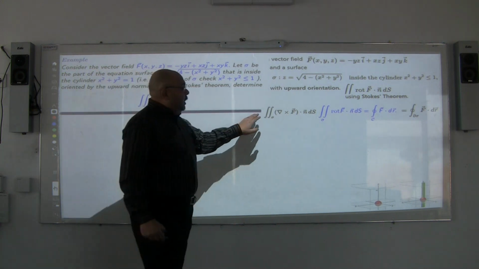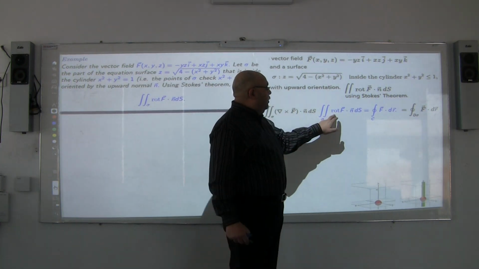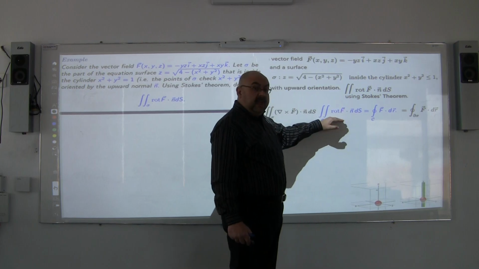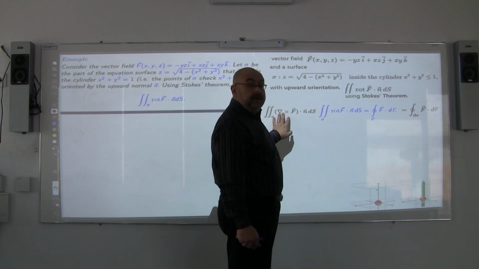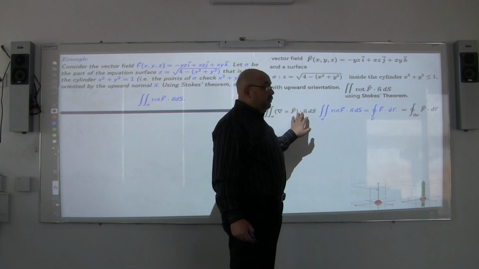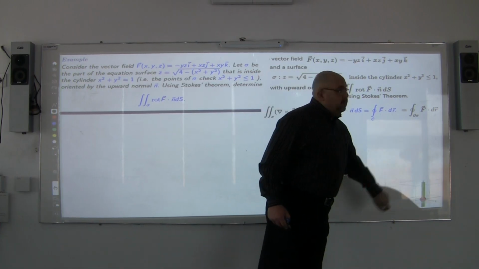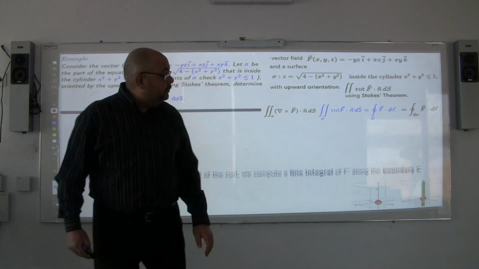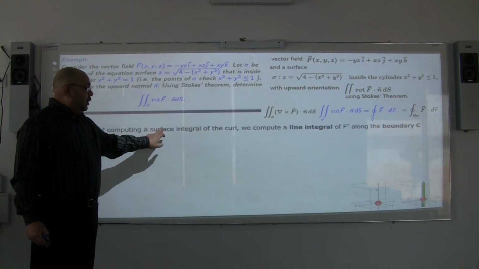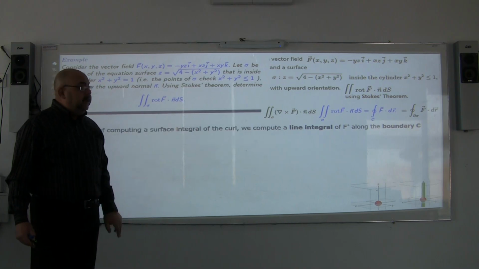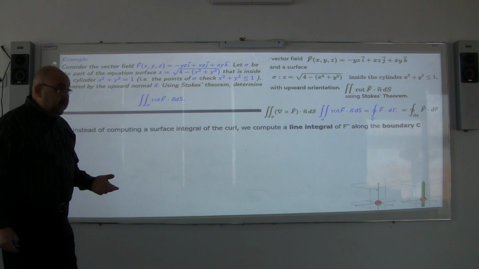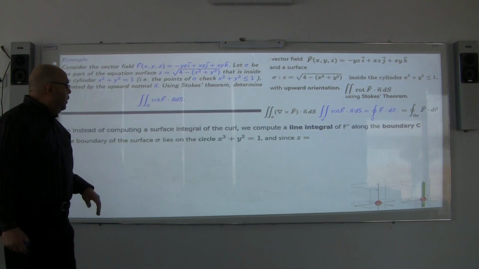So that's mainly what's stated about the curl of F dot N. If I have the curl of F and I'm integrating on the surface in order to determine the flux, I can change it to a boundary integration, as you will see. So instead of computing a surface integral of the curl, we compute a line integral of F along the boundary C. Now to the journey of determining boundary C.